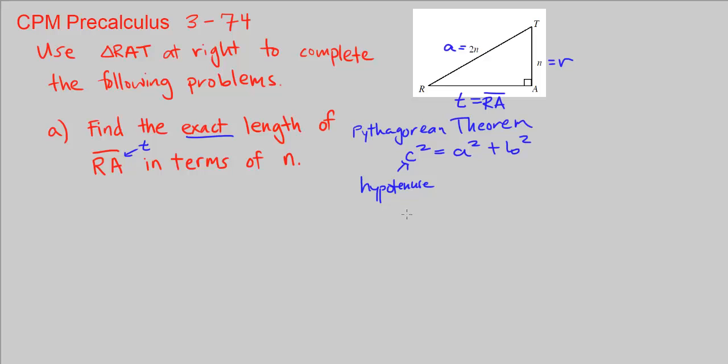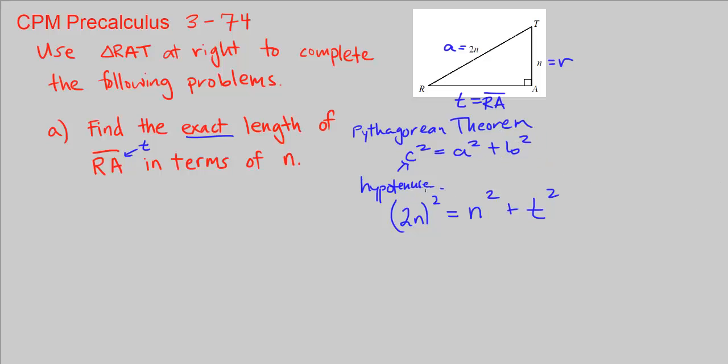Okay, so let's fill that in. Instead of c, I'm going to write 2n, squared, equals. And then a and b here are the other two sides, and it doesn't matter which one is which. So r I'm going to call a. So a is just side r, which is n, so it's equal to n squared, plus b squared, where b is the other side, which is our RA. Let's call that t. So that's t squared since it was b squared.